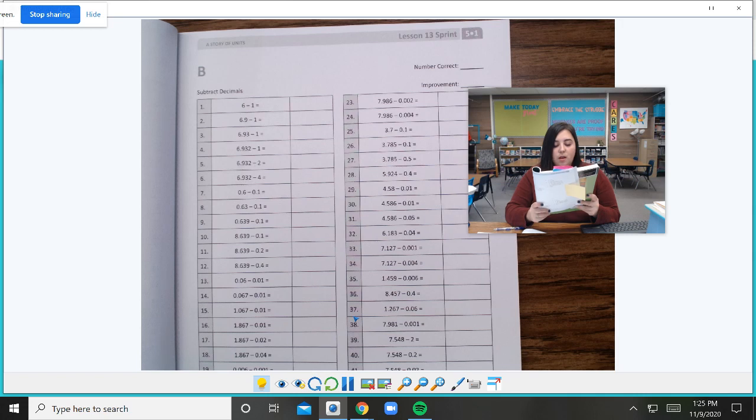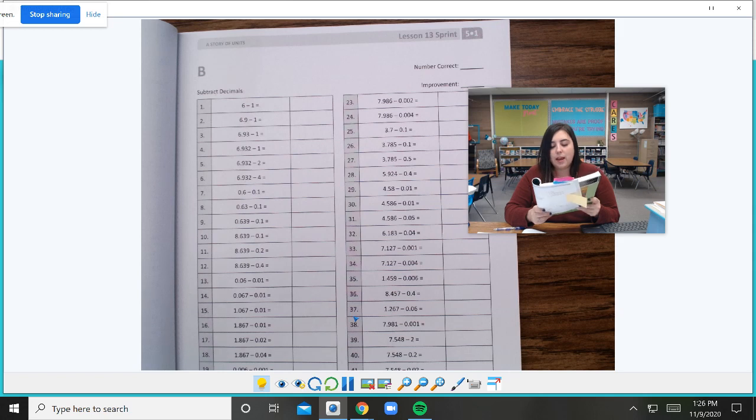I'm on question 24. 7.982. 3.6. 3.685. 3.285. 5.524. 4.57. 4.576. 4.536. 6.143. 7.126. On question 34, 7.123.